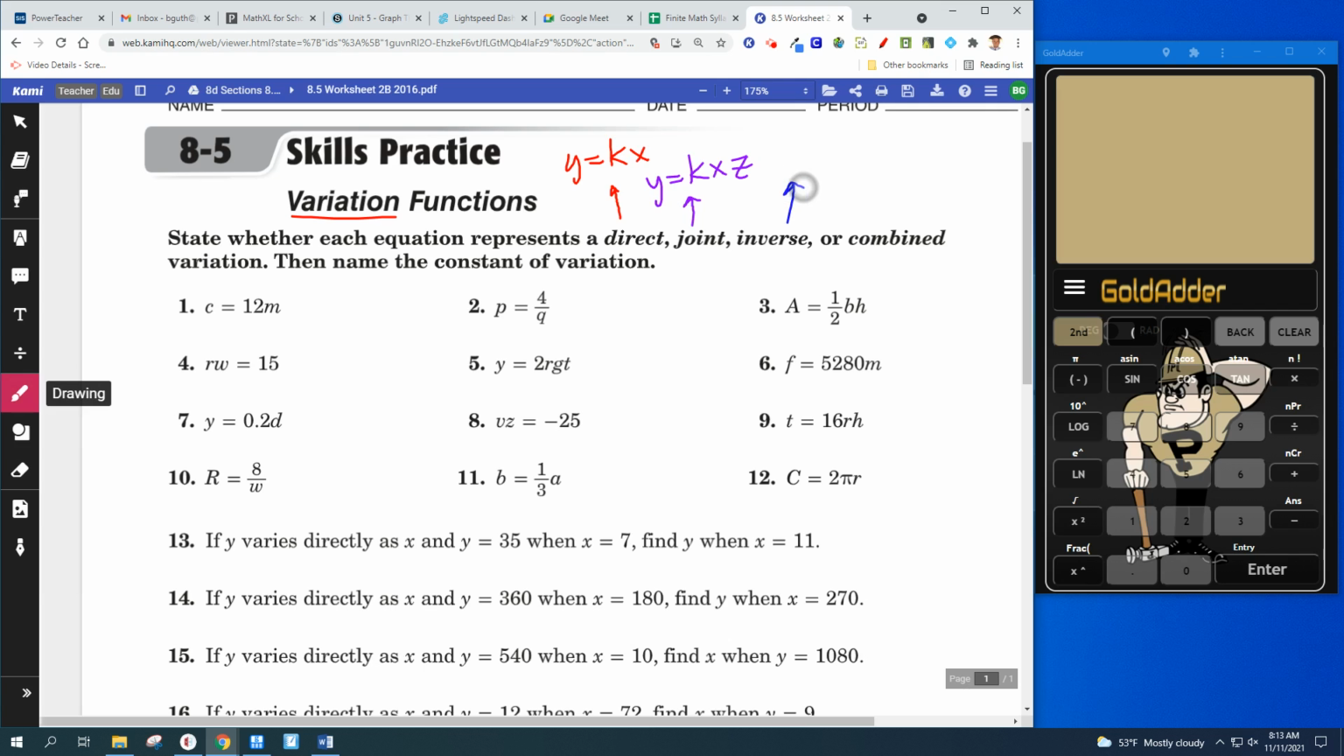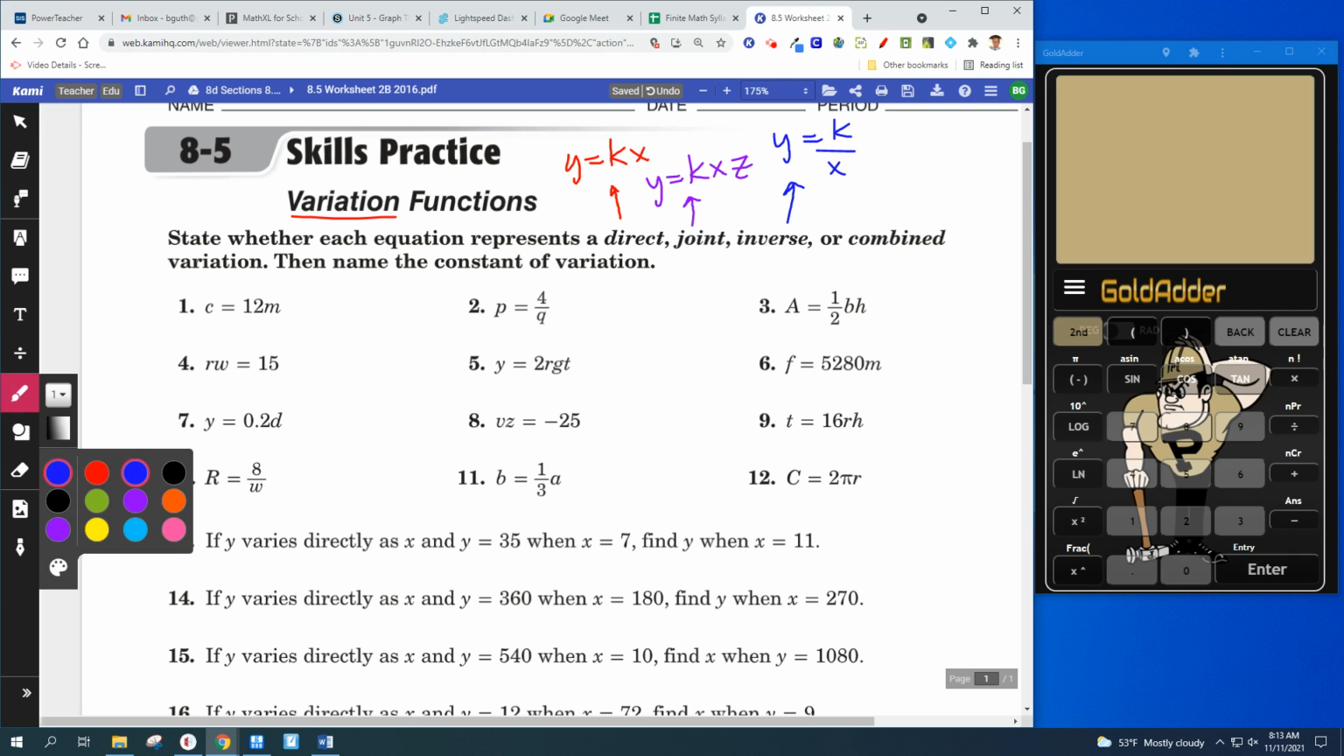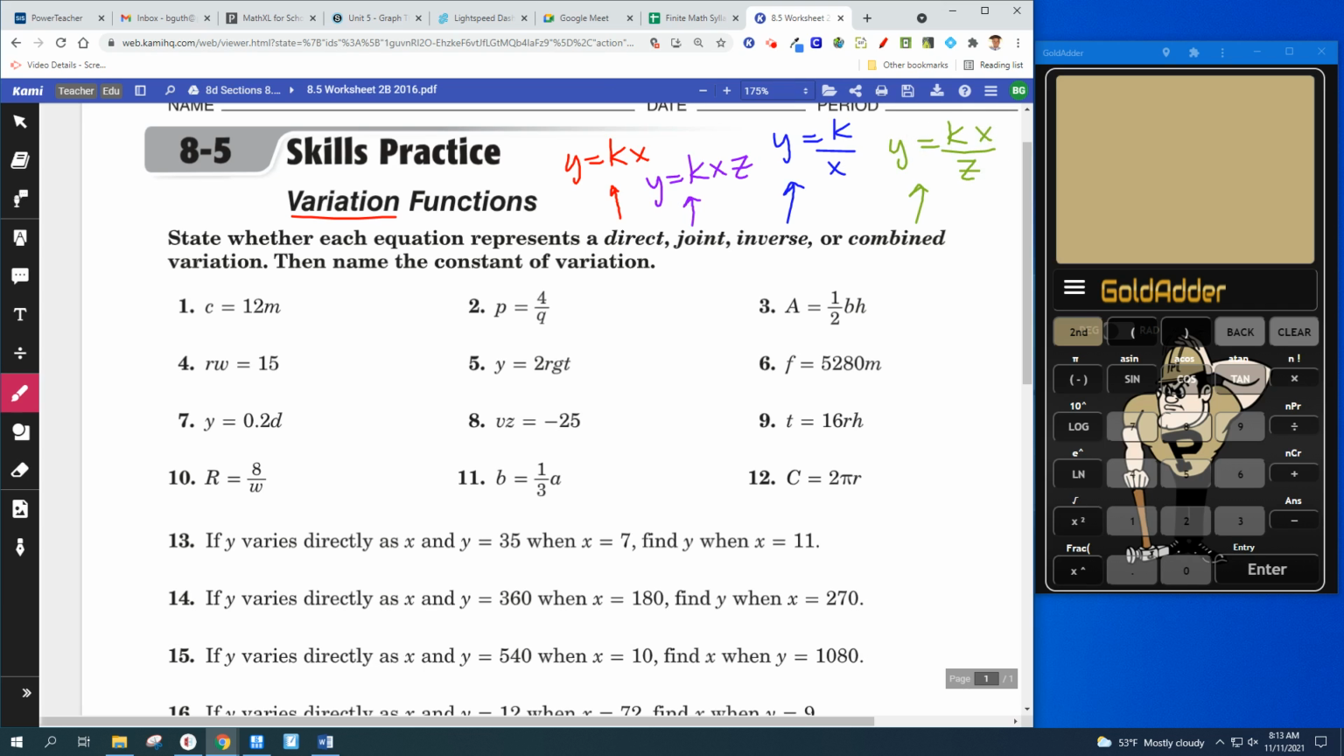So then inverse relation, y equals k over x, something like that. So the main difference, I think, is when you're looking at division, you're dividing by a variable, that's going to be inverse. But when you're looking at multiplication, it's direct. And if there's a couple of multiplications, it's joint. And then combined is if there's both multiplication and division. So pay attention to the differences between these formulas. Y equals kx over z or something like that. All right. So direct is multiplication. Inverse is division. Joint is more than one multiplication, and combined is multiplication and division both.